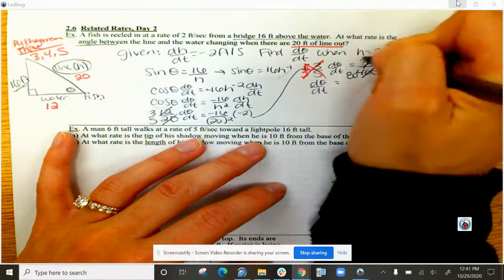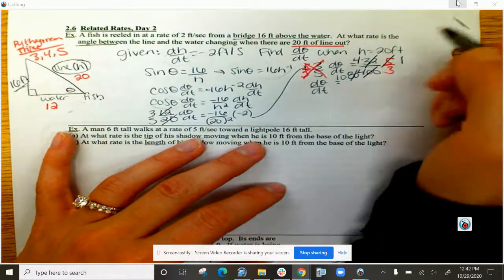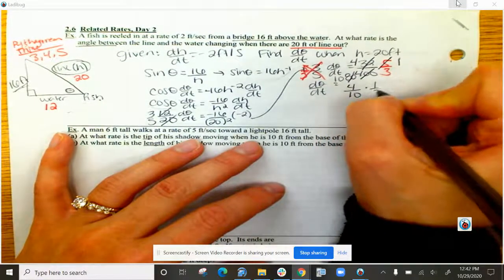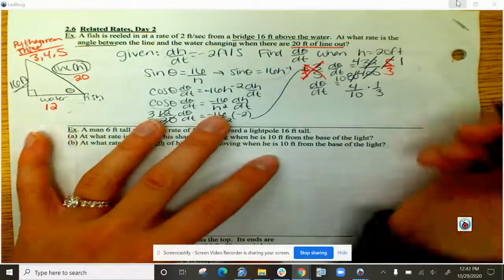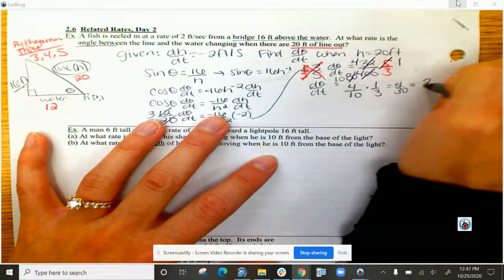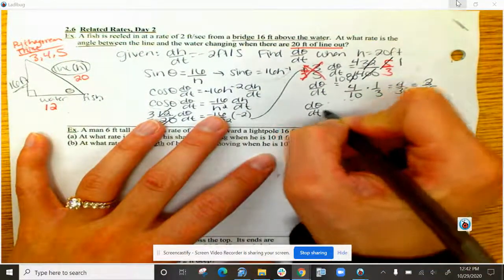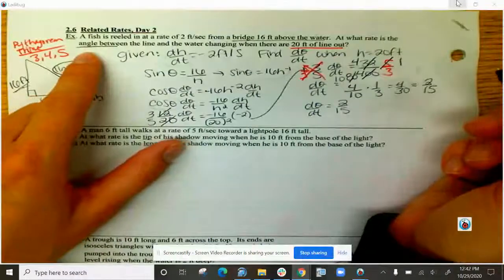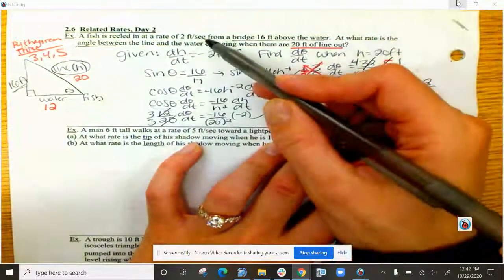So if I divide 32 by 8, I'm left with 4. If I divide 80 by 8, I'm left with 10. So right now I have 4/10 times 1/3, which becomes 4 over 30, or 2 over 15. So d theta dt is equal to 2/15. Since we're dealing with an angle, this is actually radians per unit of time, which my time was seconds.